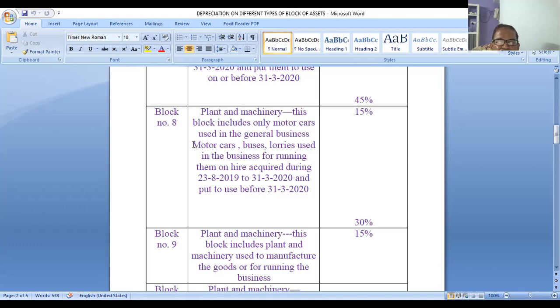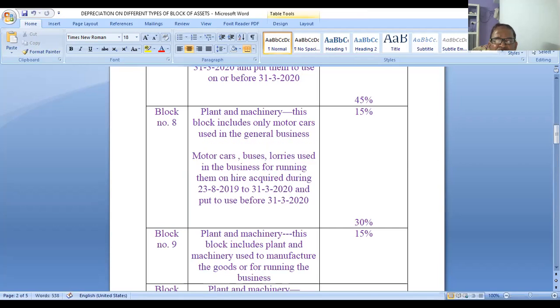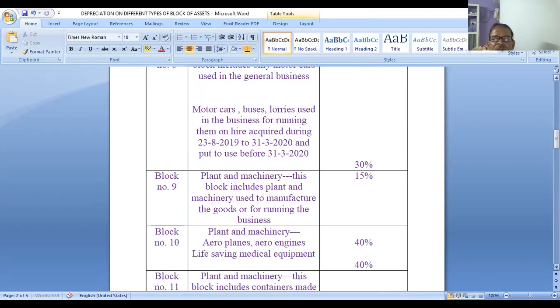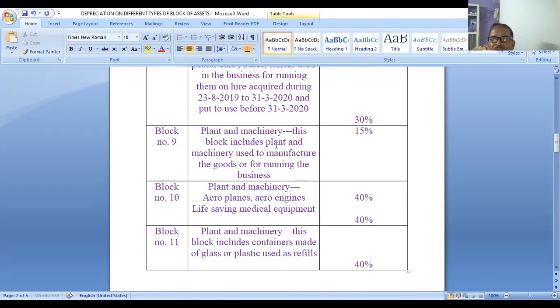Motor cars, lorries, buses used in the business for running them on hire acquired during this period, 30%. Or else, what is mentioned, 15%. Then block number 9, plant and machinery. This block includes plant and machinery used to manufacture the goods for running the business, 15% depreciation rate. Block number 10, plant and machinery, aeroplanes, aero engines, life-saving medical equipment, 40%.